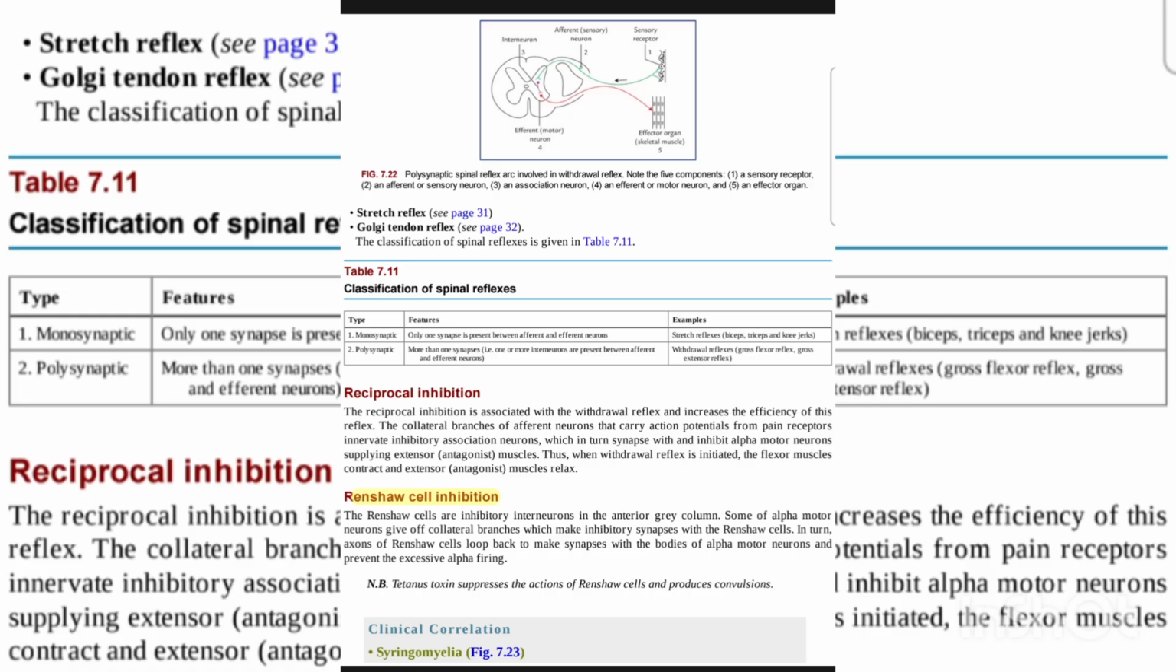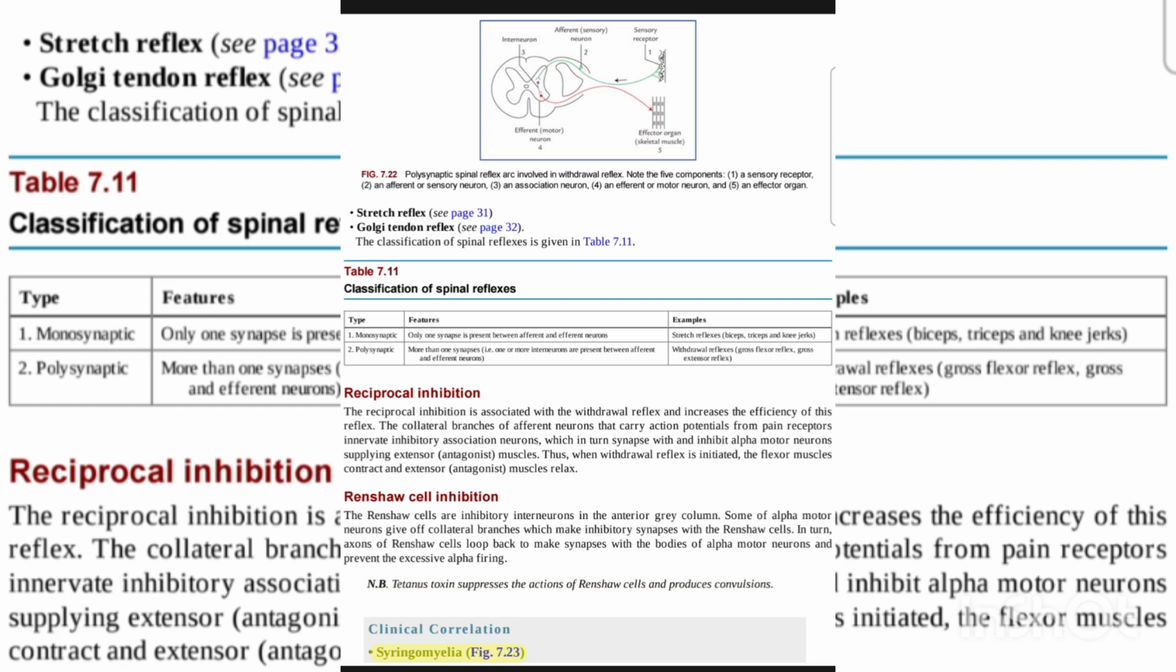Renshaw cell inhibition. The Renshaw cells are inhibitory interneurons in the anterior gray column. Some of alpha motor neurons give off collateral branches which make inhibitory synapses with the Renshaw cells. In turn, axons of Renshaw cells loop back to make synapses with the bodies of alpha motor neurons and prevent the excessive alpha firing. NB. Tetanus toxin suppresses the actions of Renshaw cells and produces convulsions.